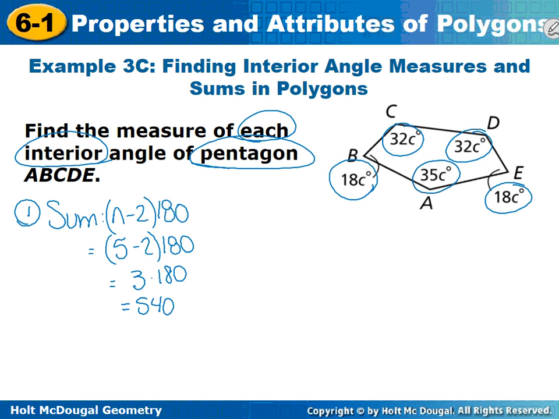Is this making sense? Okay, so we're going to add these together. 18C plus 32C plus 32C plus 35C plus 18C, and add them all together, what do we get? Should add to be 540 total. Oops, did I miss? I think I went out of order, but it doesn't matter.